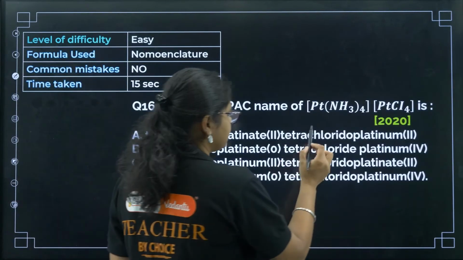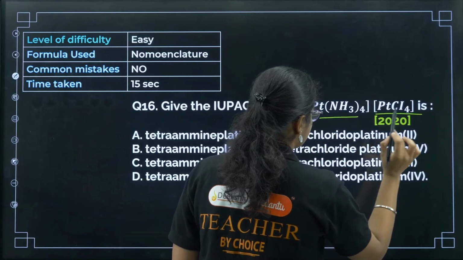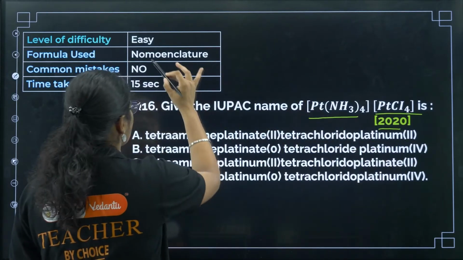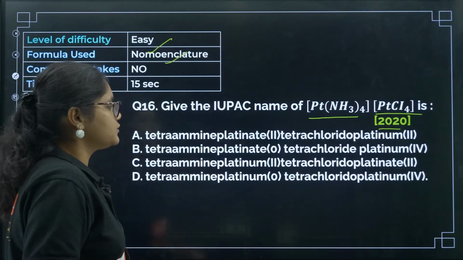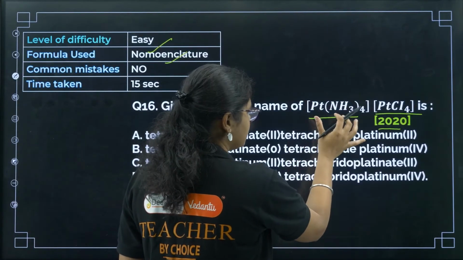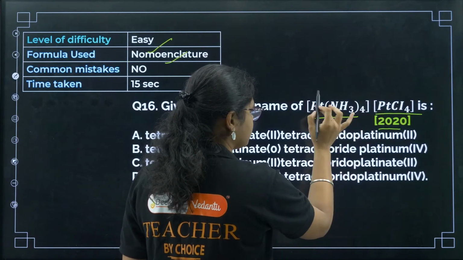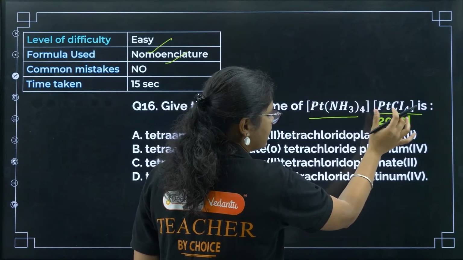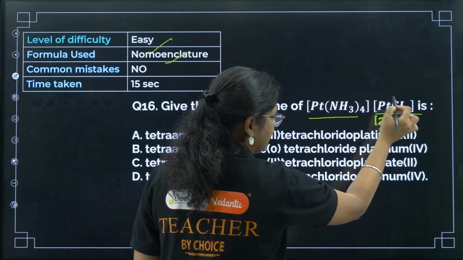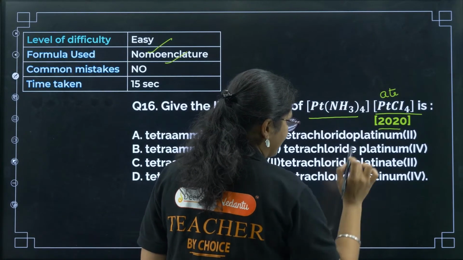Give the IUPAC name of this compound. Okay, so this question was asked in 2020. Again, this is a very easy question if you know the basic rules of nomenclature. You see one complex is a cation and another is an anion. So the first thing you should think is that this one will end with platinum and this one will end with platinate, right? Because it is an anion complex. So we should have platinate here.